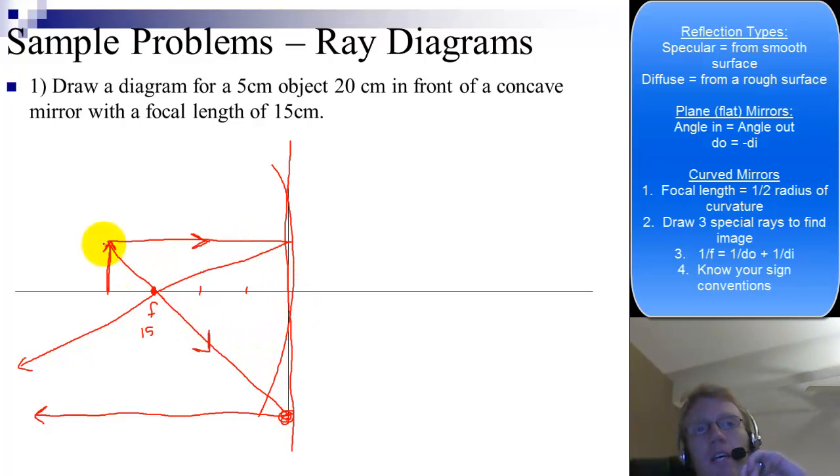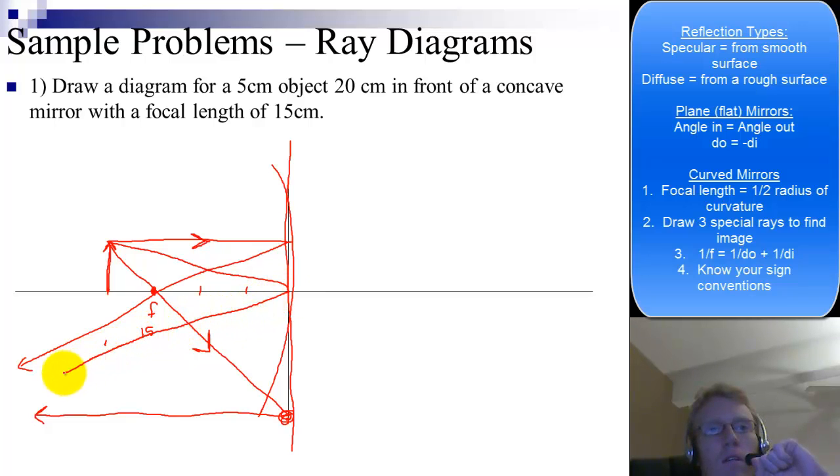So the third special ray is, if you come into the middle, you go out the middle. To get the angle back out, I'm going to measure this distance, and it looks to be about right there. So I'm going to come out something like, oh, I didn't draw it all that well. It's going to come out right here.